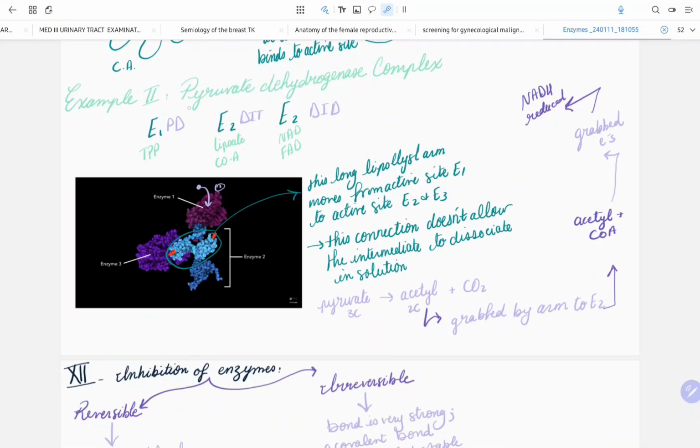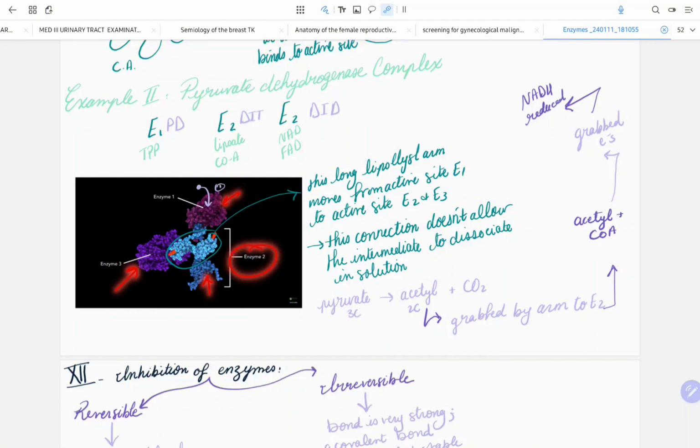Another example is the pyruvate dehydrogenase complex. Pyruvate dehydrogenase complex is also related to cellular respiration, just like hexokinase that I mentioned in the beginning of this lecture. You're going to take cellular respiration, I think, in year 2 or year 1. I don't remember, to be honest. But the pyruvate complex is made up of 3 enzymes. It's very complex. The first one is pyruvate dehydrogenase, the second one is DIT, and the third one is DID. These are the coenzymes of these enzymes, and this is how they look. This is enzyme 1, this is enzyme 2, and this is enzyme 3.